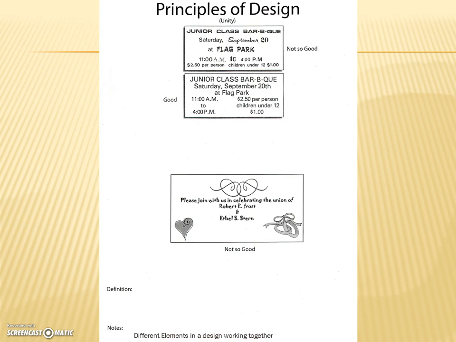Next concept is unity. What is it? It's the different elements in a design working together. It's the king of all principles. If there's one thing that you should achieve in a design, it's unity. The easiest way to achieve unity is through repetition.